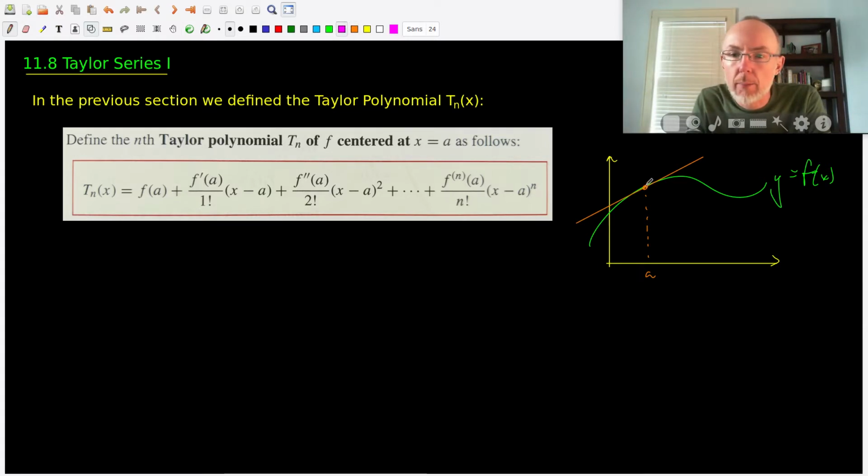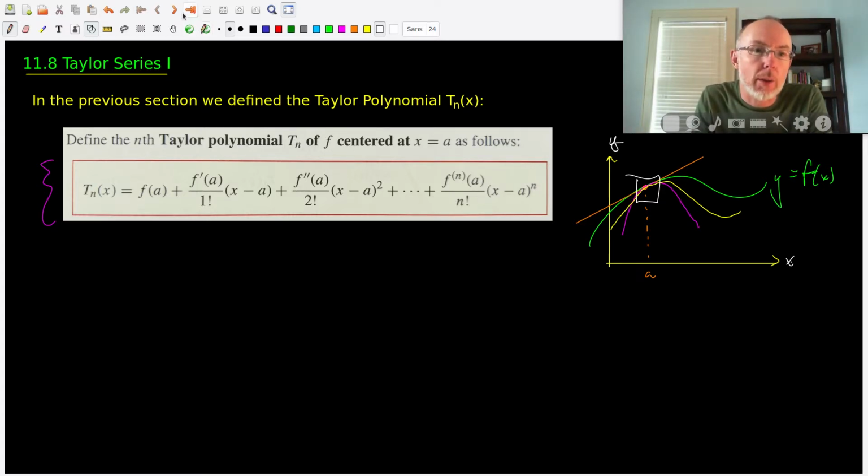Or we could build maybe a quadratic approximation to the function, which has the same first and second derivatives. Or we could build a cubic approximation to the function, which maybe is just a little bit better even, and then it's going to go and do cubic things. But the idea is we could build any degree polynomial we want, and we had this formula for the nth Taylor polynomial, and it's an nth degree polynomial that's a really good approximation to the function near the center. And in this case, the center was at x equals a. So that was our goal in the previous section.